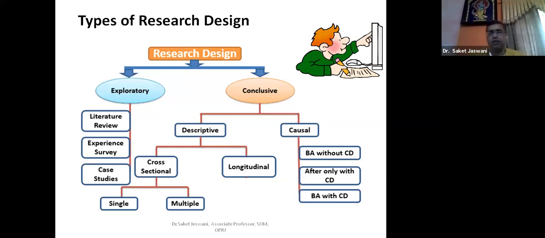So experiments are conducted on the basis of the before effect and after effect. There are certain control designs. There are some factors which are to be kept controlled, so control factors are important, and the experimental readings are to be taken before the effect and after the effect. So this is before and after without control design. After only with control design means that after controlling, we check the effects only after the treatment. And before and after with control design means before and after the treatment effects, keeping the controlled factors under control. So these are the 3 variations of experiments.